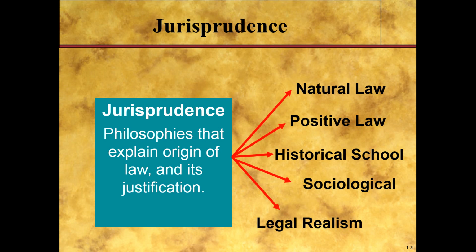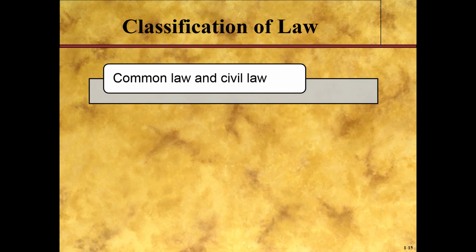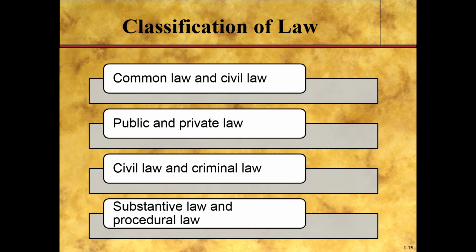And so these are some good philosophies to keep in mind as you go through this class, because it can explain some decisions of judges and some things that happen. All right, we're also going to talk in this class about some classifications of law, and one is common law and civil law. Another one is public and private law. Then there's civil law and criminal law, and substantive law and procedural law.